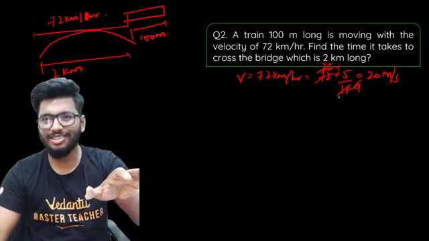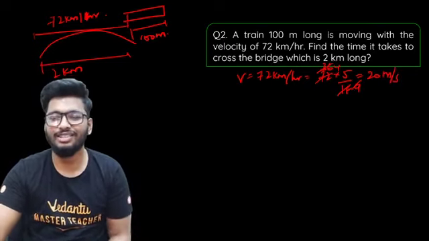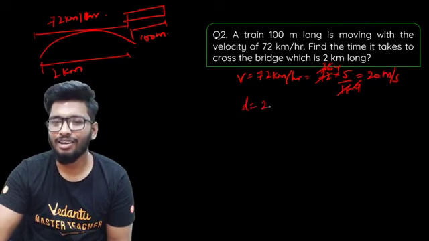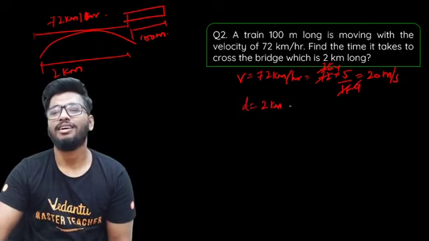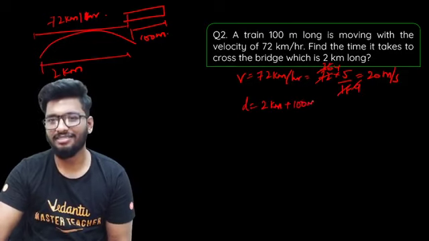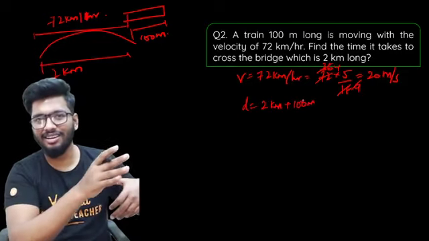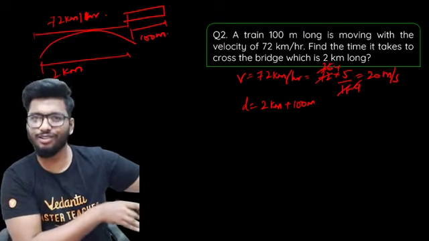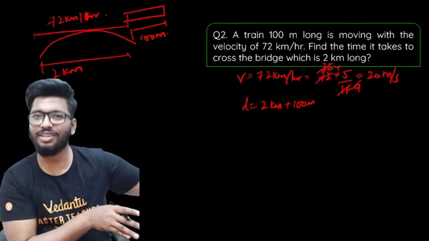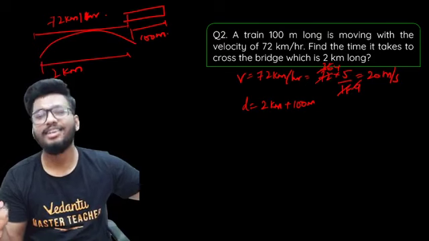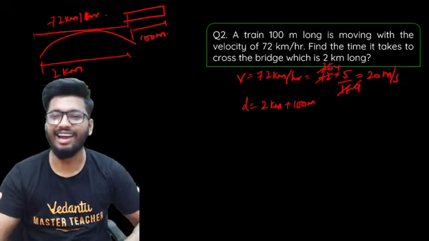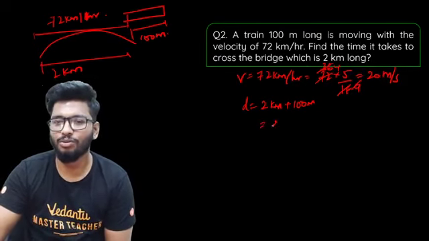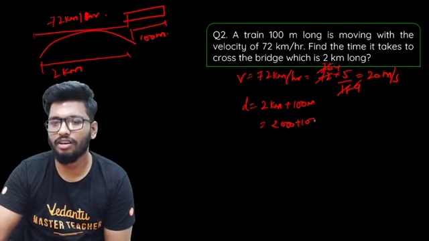Now that you found out the velocity, find out the distance. Distance is given as 2 kilometers and 100 meters, because the whole train has to pass, right? First the whole train has to pass the 2 km, then the tail of the train also has to cross that bridge. So obviously that distance also gets added up. 2 kilometers is 2000 meters, so 2000 plus 100 is 2100 meters.